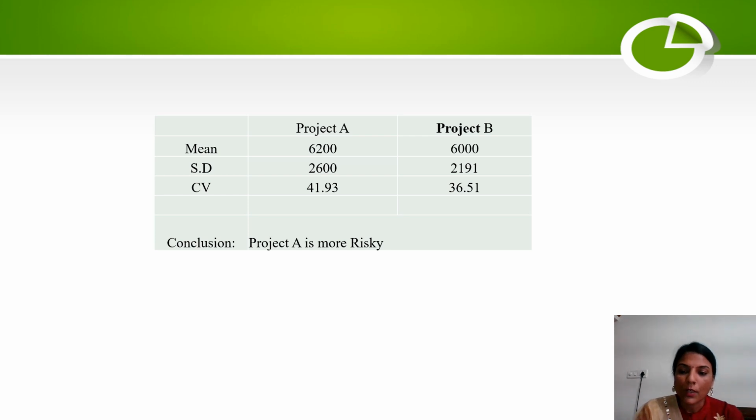So I hope you understood the concept of standard deviation and coefficient of variation, and how to look into projects with statistical techniques.